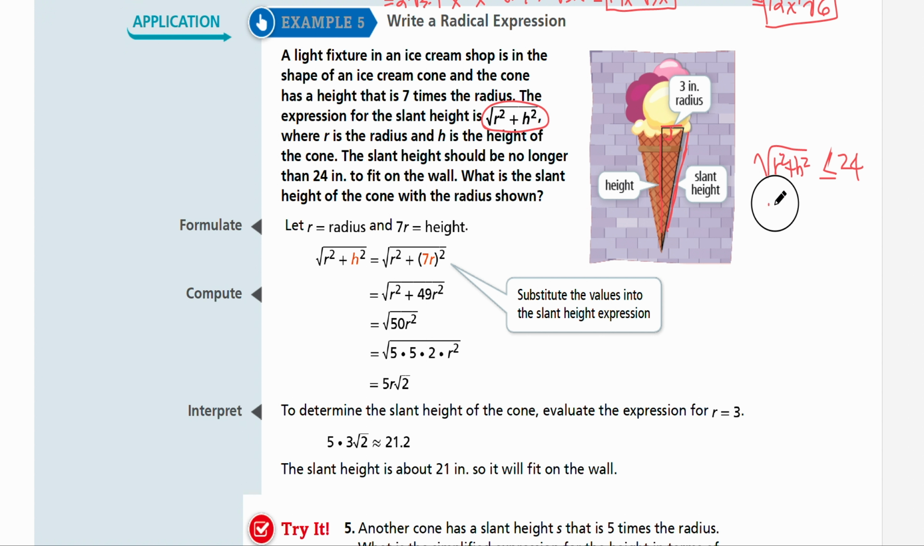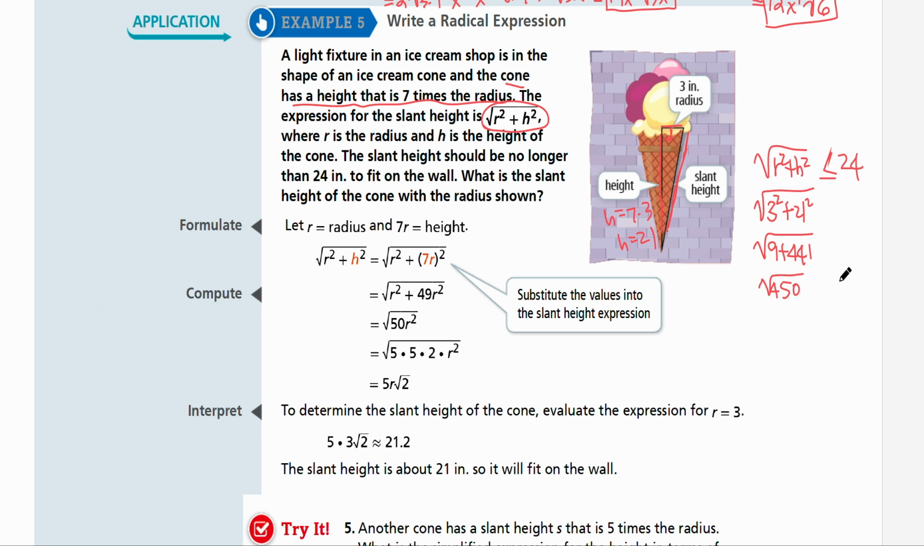So let's plug it in. 3 squared. And then height, we know that there's another piece of information here. Height that is 7 times the radius. So height, h is equal to 7 times 3, which is 21, right? So then we have the root of r squared plus 21 squared. And so that is equal to 9 plus 21 squared, which would be 441, and that's equal to root 450.